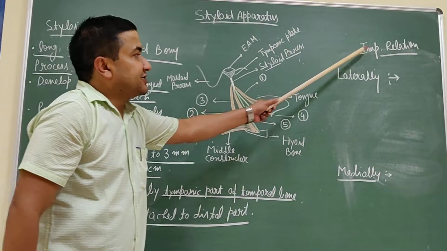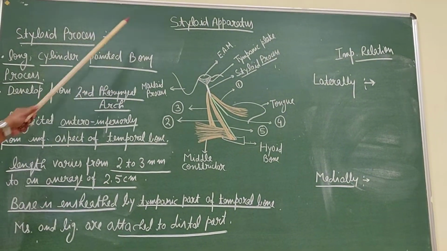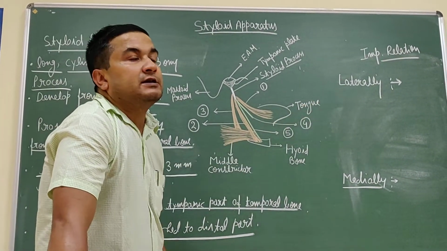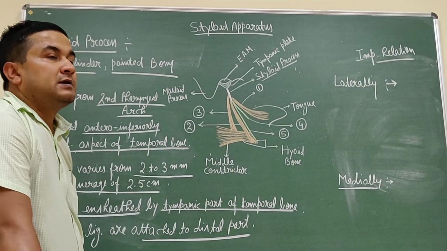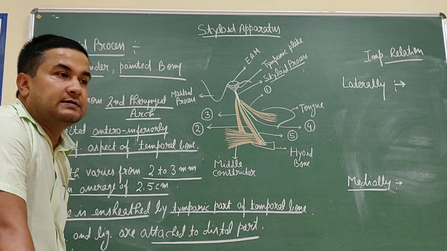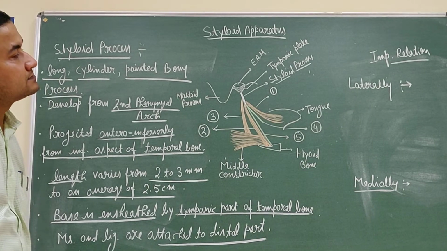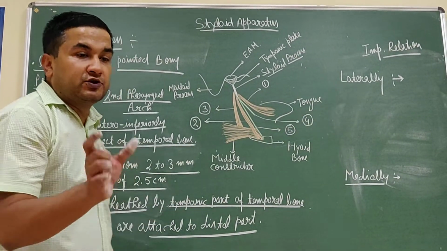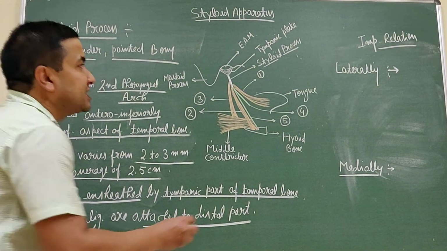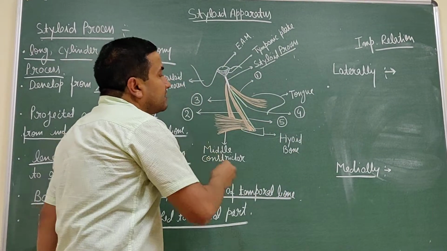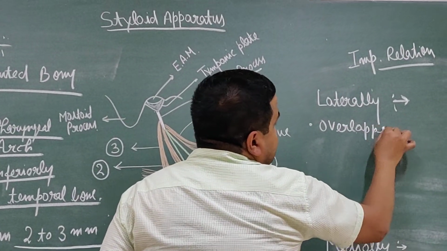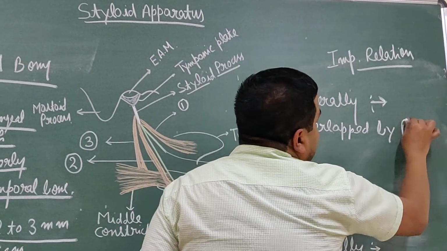Now there are some important relations of this styloid process. Laterally, remember the parotid gland. The posteromedial surface of the parotid gland is molded between the two processes, the mastoid process and the styloid process. So laterally, this styloid process is overlapped by the parotid gland.